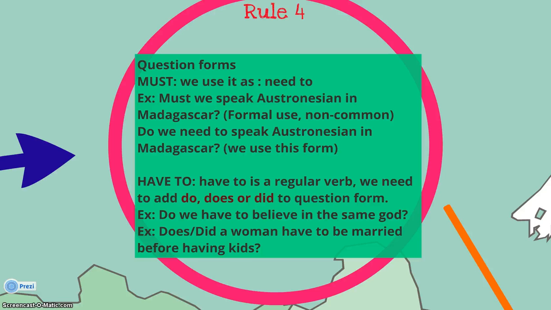And with have to, it is a regular verb. We need to add do, does, or did to the question form. For example, do we have to believe in the same God? So when we use have to, we use do. And for example, does or did a woman have to be married before having kids? In the present form we use does because woman is like he, she, it, and did because it's the past form.